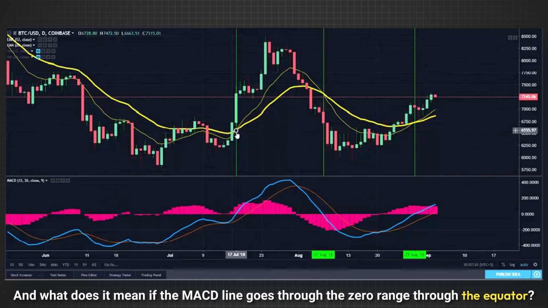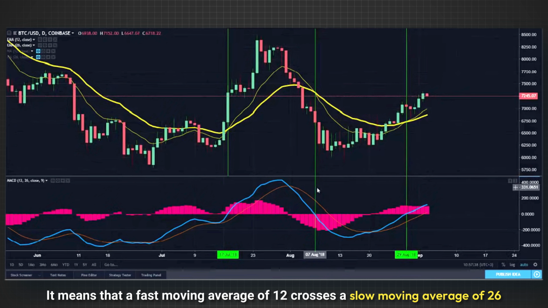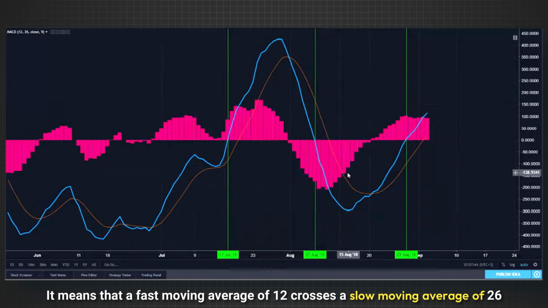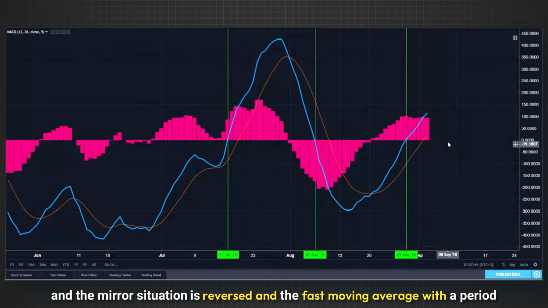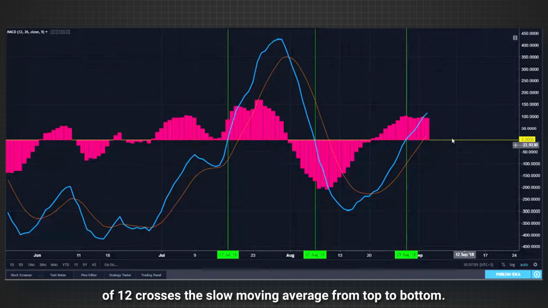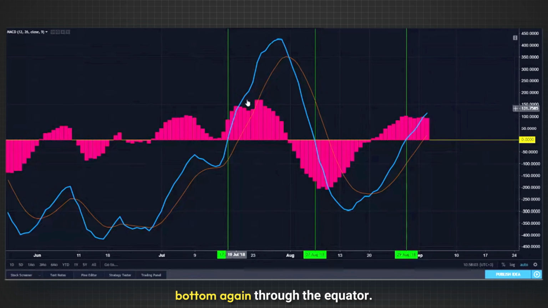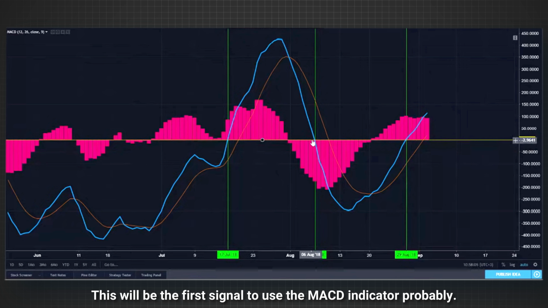And what does it mean if the MACD line goes through the 0 range, through the equator, as I call it, from bottom up? It means that the fast-moving average of 12 crosses the slow-moving average of 26. And the mirror situation is reversed: the fast-moving average with a period of 12 crosses the slow-moving average from top to bottom. For example, at this point we have the MACD line crossing from top to bottom, again through the equator. This will be the first signal to use the MACD indicator.